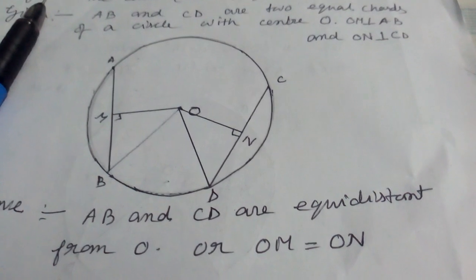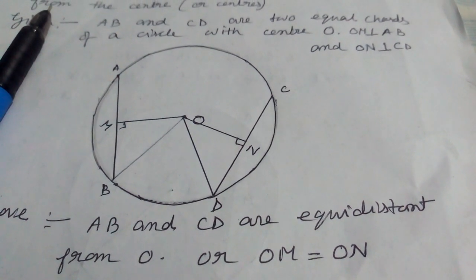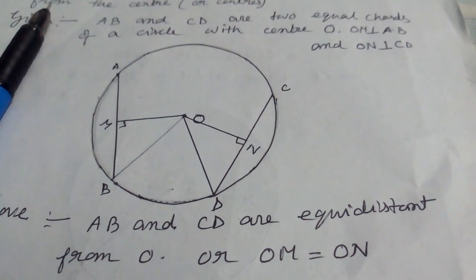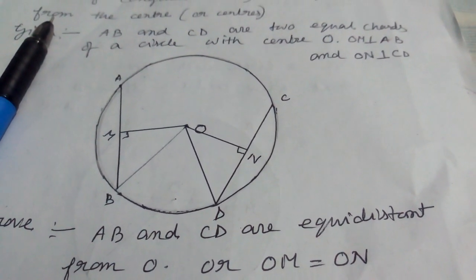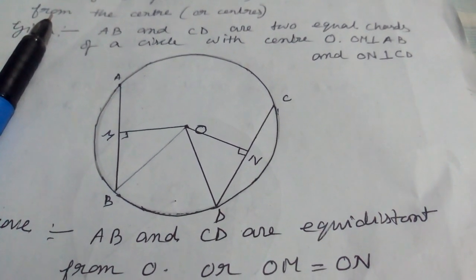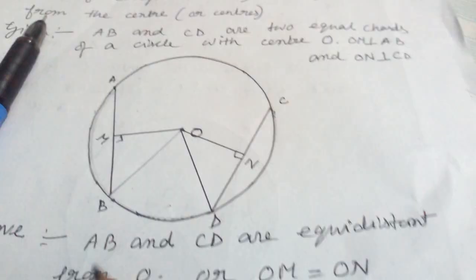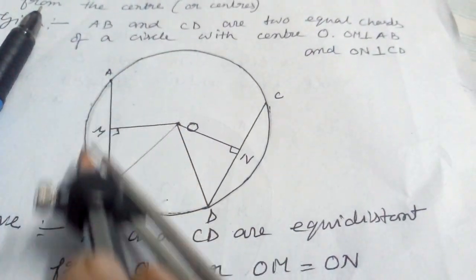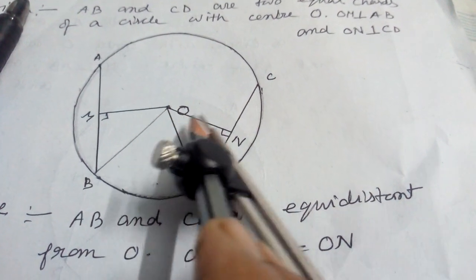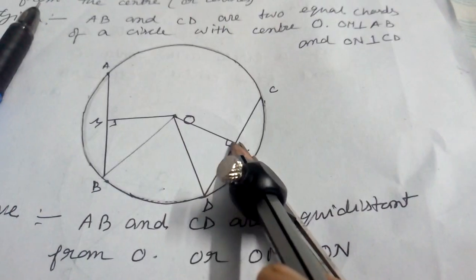That is, OM is perpendicular to AB and ON is perpendicular to CD. We are to prove that OM is equal to ON. We measure the distance from a point to a line by drawing a perpendicular from the point to the line. So when we draw OM perpendicular to AB from O, the distance of AB is OM. Similarly, ON is perpendicular to CD, so the distance from O to CD is the shortest distance, that is ON.